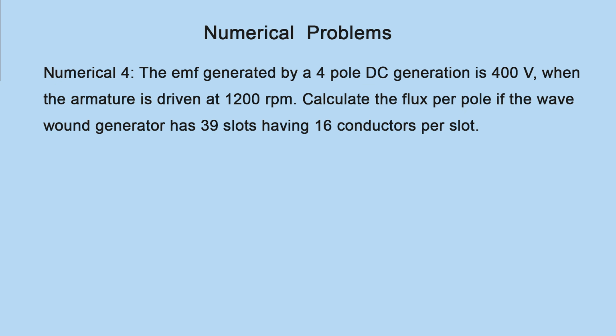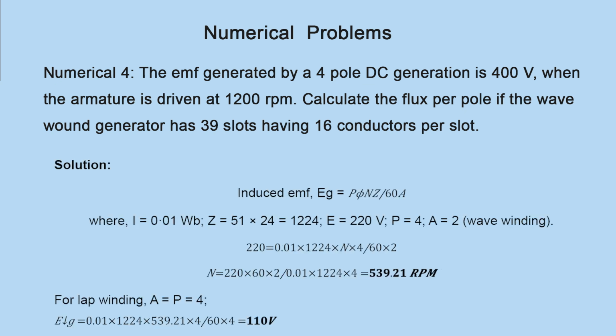Now we will see what the given values are. In this particular question, the number of poles P is equal to 4, Eg, which is the induced EMF, is 400 volt, the speed is given as 1200 RPM, and the total number of conductors Z is equal to 39 into 16, which is equal to 624. Since it is a wave winding, A is equal to 2. Now first we need to find out the flux per pole.